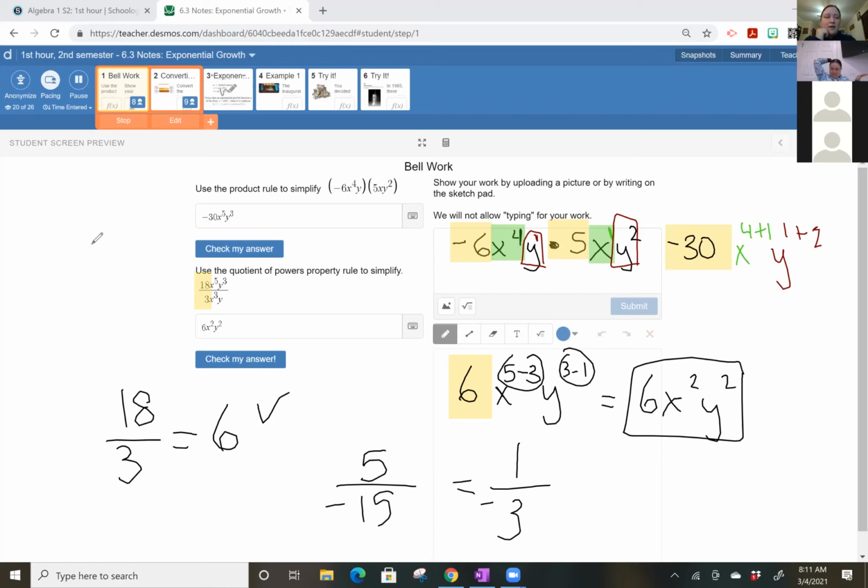And the reason why, think about middle school. X to the 5th means that. X to the 3rd on the bottom means that. You're crossing these out. How many are you left with? You're left with x squared on top. But please don't show work like that. But that's how you understand it conceptually.